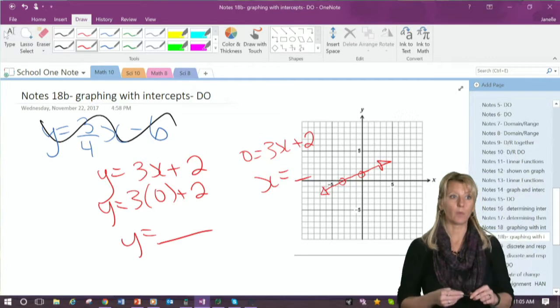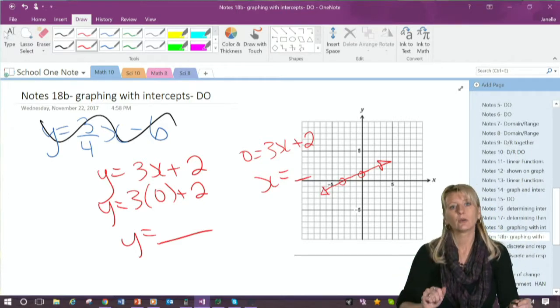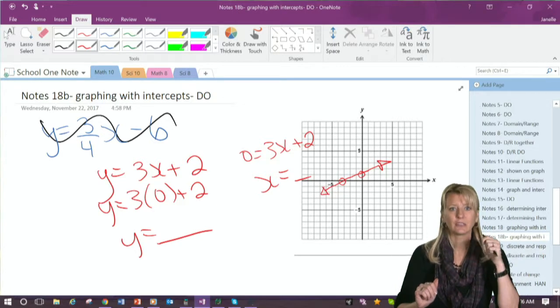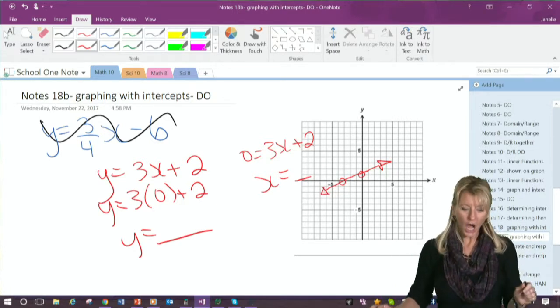So when they give you a graph and you can't see it, take the equation, put in 0, and just do it the other way. So sometimes even with them giving you a graph, you might still have to do the math, because math is fun. It's awesome.